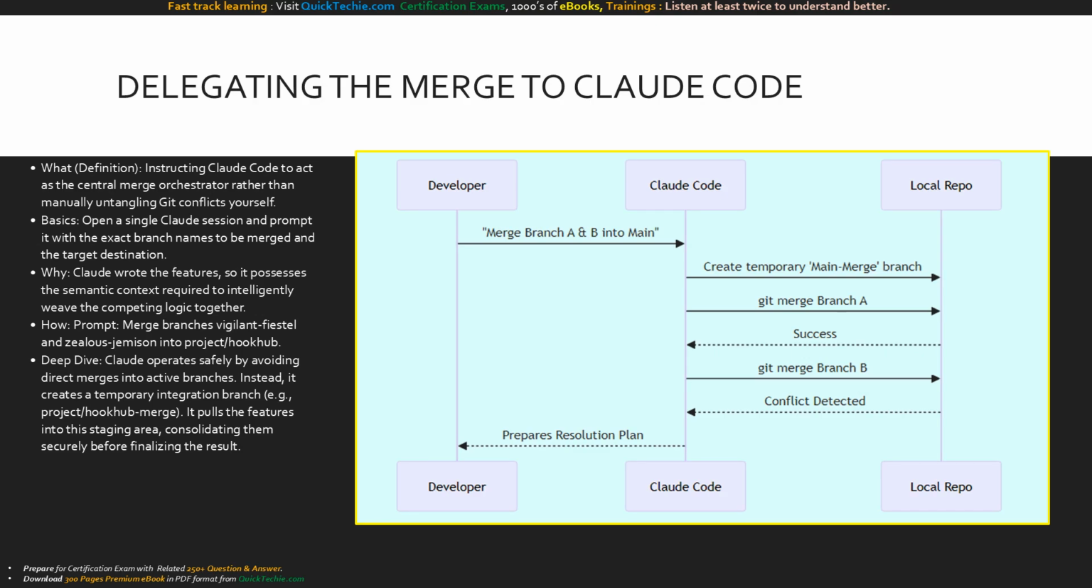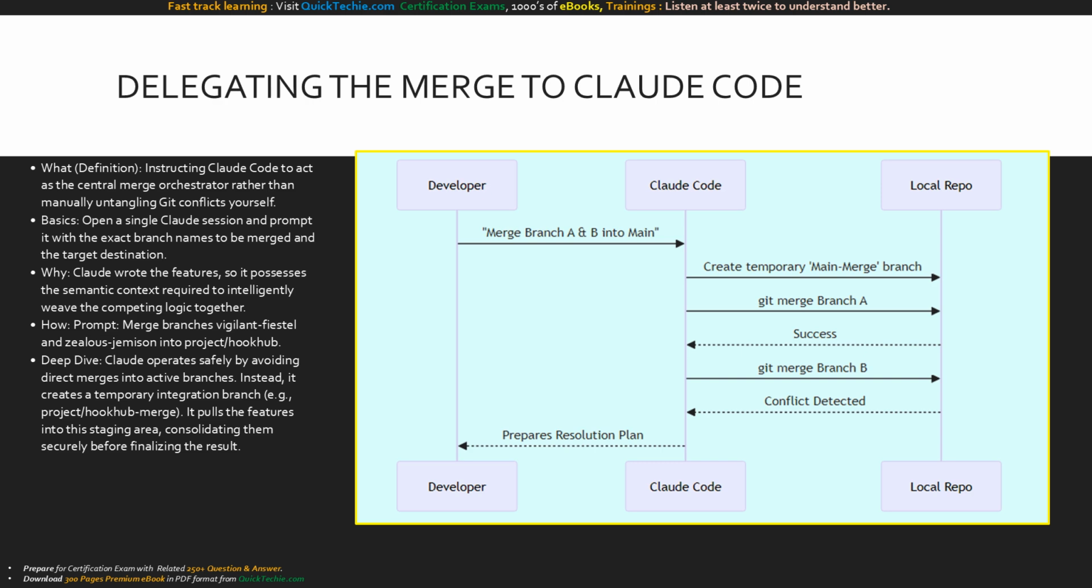Instead of manually untangling code, we perform a brilliant maneuver, delegating the merge to Claude Code. What are we doing? We're assigning Claude the role of integration manager. The basics are incredibly simple. You open your terminal and prompt Claude with the names of the branches and tell it where they belong. Why do we trust Claude with this? Because it generated the code. It understands the semantic intent behind the changes. How do you trigger it? Just say, merge Vigilant Feastal and Zealous Jemison into our main branch.